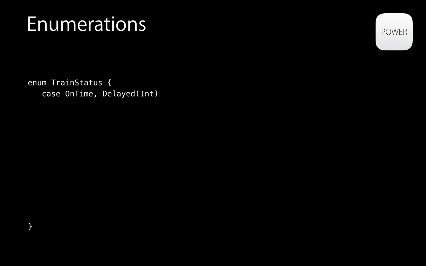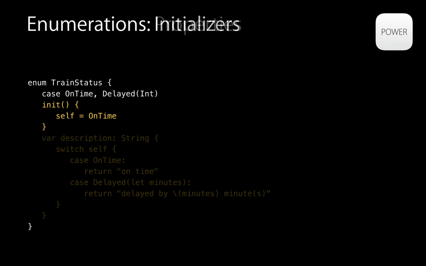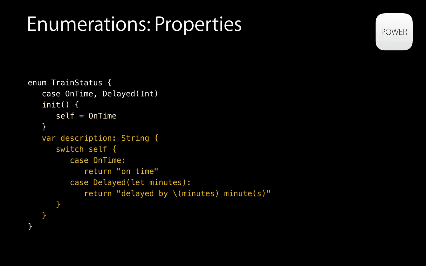I'm going to add a little bit more functionality to my train status. And I'm going to start by adding an initializer. This means that when I declare something that uses this train status, it will automatically get the on-time status by default. I'm not going to stop there, though. Let's add a computed property called description. This time, I'm going to determine what the value is and then give back a string that means something sensible. So if it's on time, it will say on time. If it's delayed, I'm going to grab the number of minutes that it's delayed by binding minutes in here to the number, and then I can build a string using that with string interpolation.